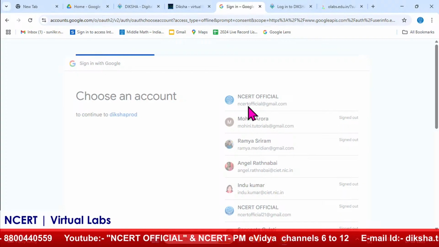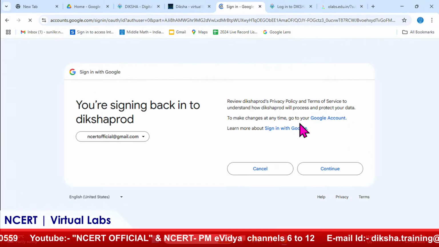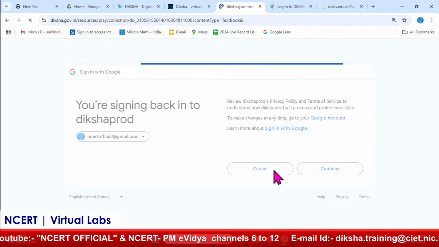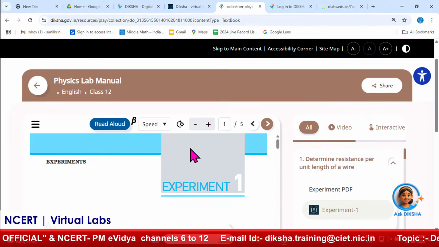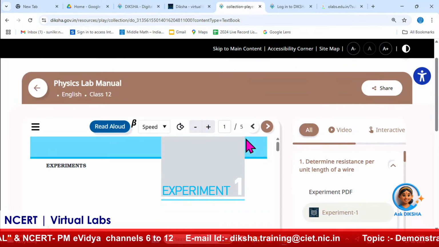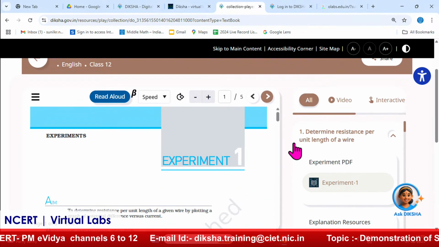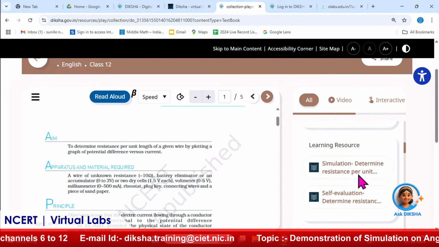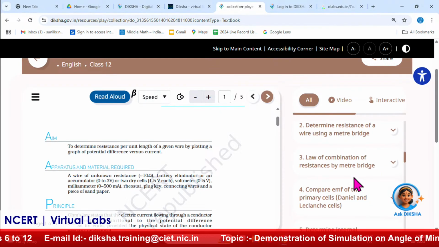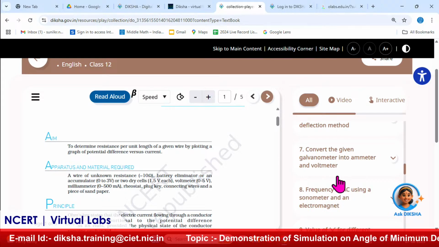and it is NCERT official. Through NCERT official, I just logged in to this Diksha portal. Okay. So, you will get this page once you get inside this virtual lab page, and here you will find that this is the experiment 4th, I think optics experiment is there.